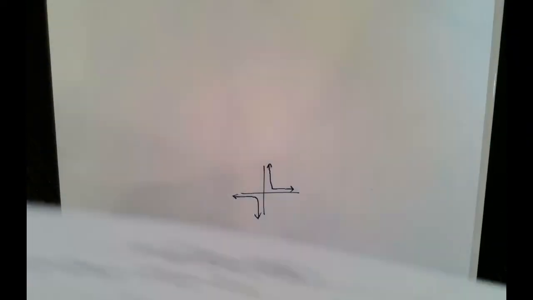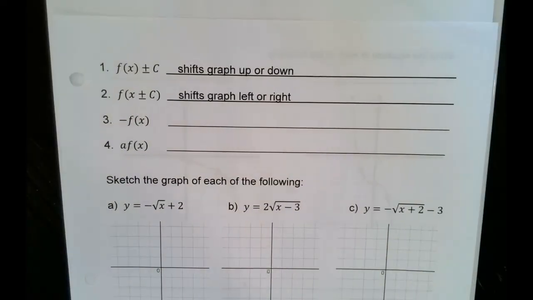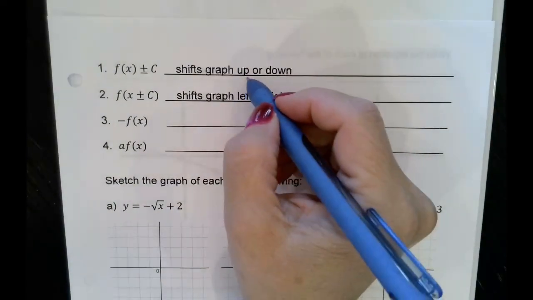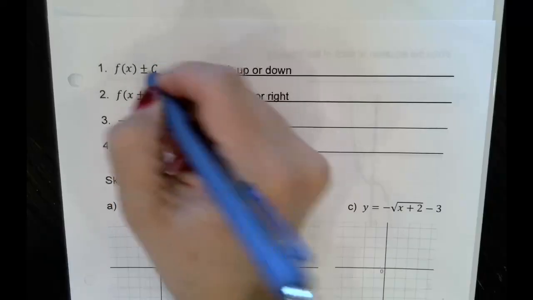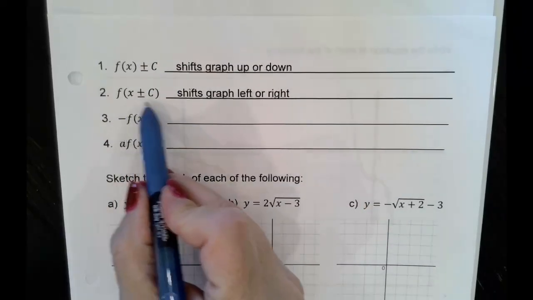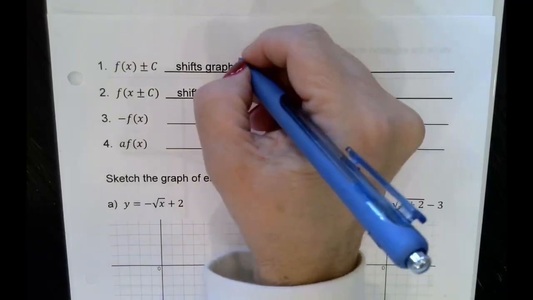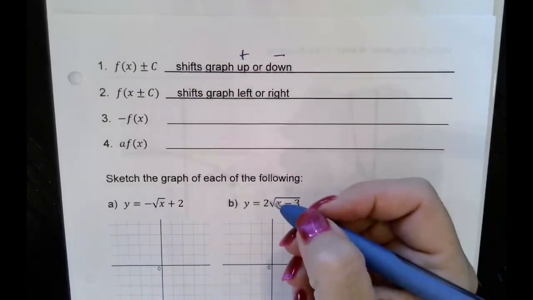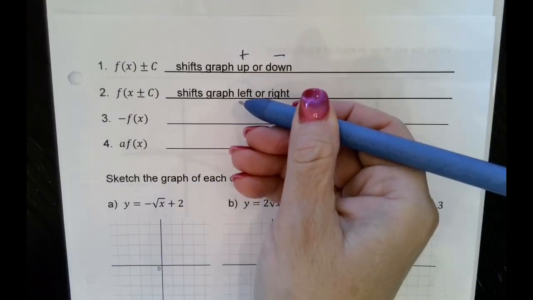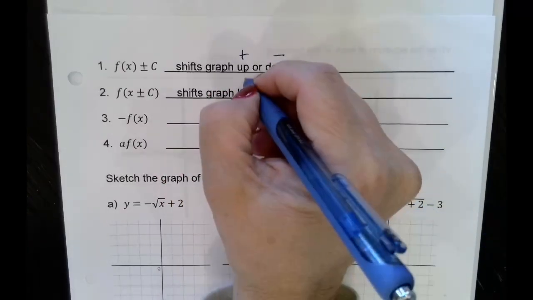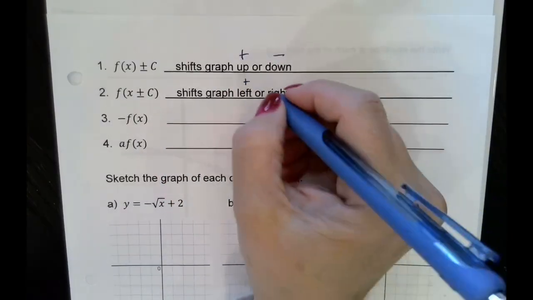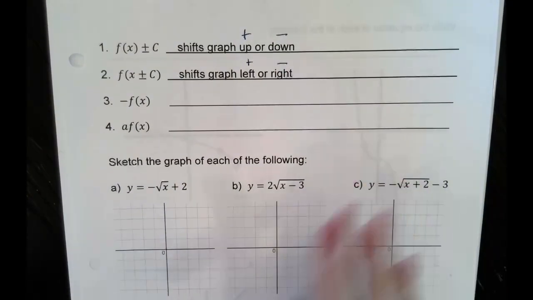So the next page of our notes, we're going to add one more thing. So we already said that this shifts the graph up or down. That's when I have this plus c on the end. And when it's on the inside of my function, it means we're going left or right. So up is going to be positive, down is going to be negative. When my graph is shifting to the left, it's going to be positive, and when it's shifting to the right, it's going to be negative. So opposite of what we think.